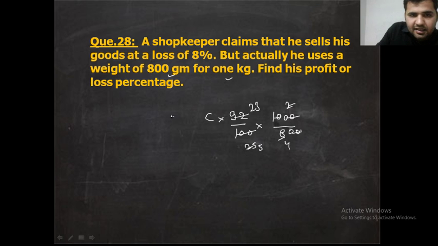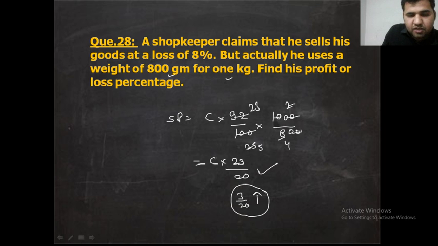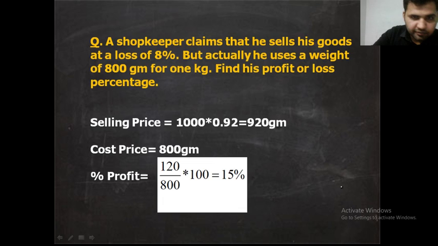So finally, the selling price that you are getting is 23 by 20 of the cost price. 23 by 20 of the cost price means it is 3 by 20 more than cost price. If it is 3 by 20 more than cost price, that means the profit percentage is 15%. And this would be the right answer. Got it? Can we move on to the next question?